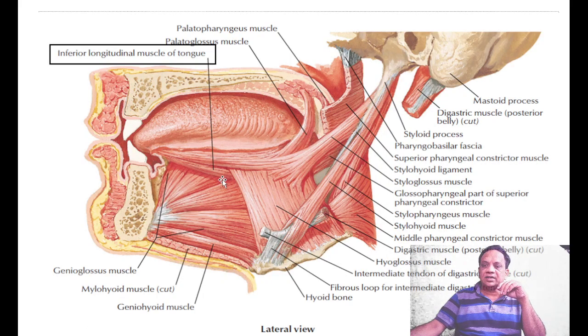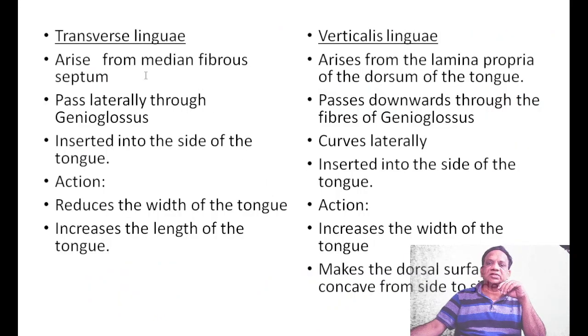You can see here, this is the hyoglossus, and this is the inferior longitudinal muscle. The superior longitudinal muscle is in this part. This is the inferior longitudinal muscle, and the other part is the transverse linguae, which again arises from the median fibrous septum in the center of the tongue and diverges laterally. They pass laterally through the genioglossus and insert into the side of the tongue.